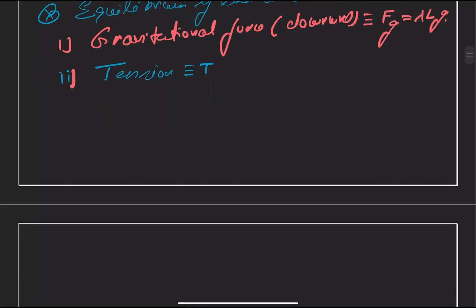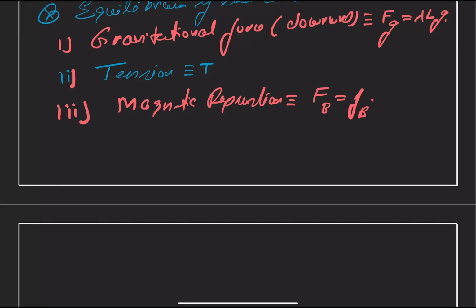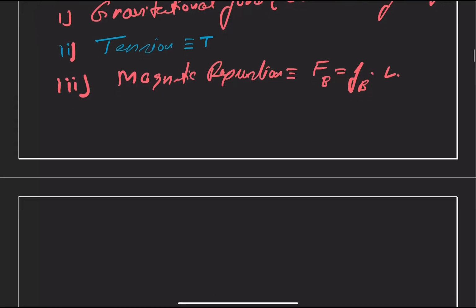And third is our magnetic repulsion, which is our capital Fp and will be equal to small fp multiplied by length. So this gives us that our Fp will be equal to, we have mu naught I square over 2 pi r multiplied by L.